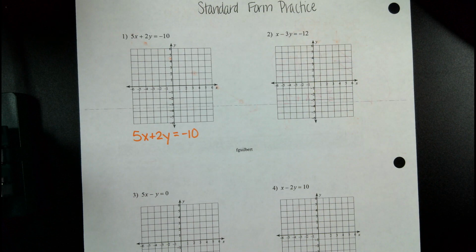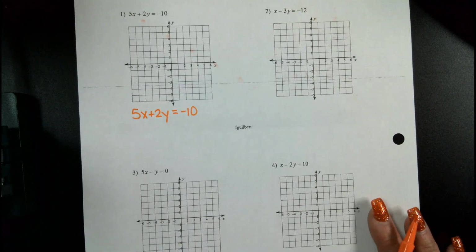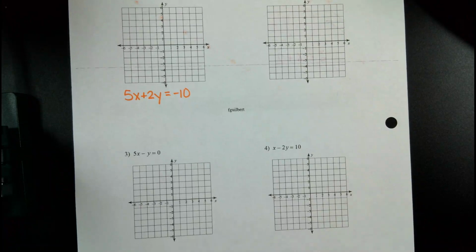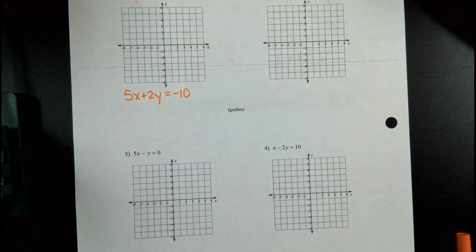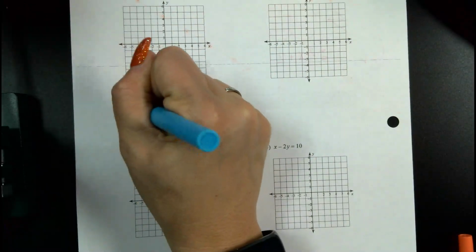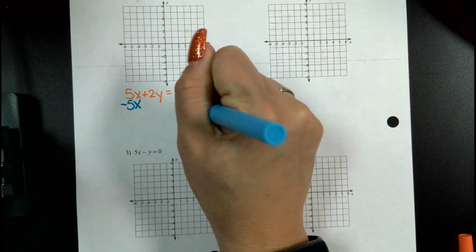So yeah, plenty of space. Okay, so what would my step 1 be to move my 5x? You have to subtract 5x. We would subtract 5x from both sides. Yeah.